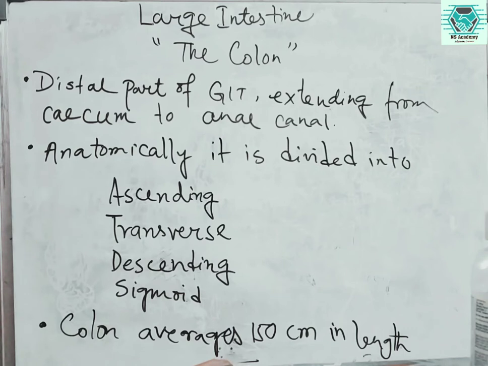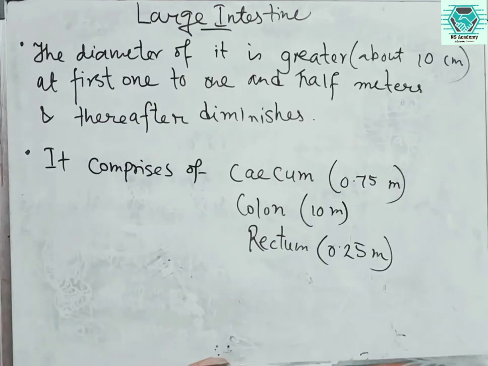When we compare the large and small intestine, we found that the large intestine has greater caliber but shorter length compared with the small intestine. The diameter of large intestine is also greater, about 10 centimeter at its first 1 to 1.5 meters, and thereafter it diminishes.